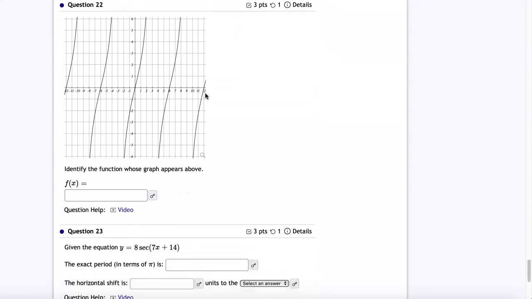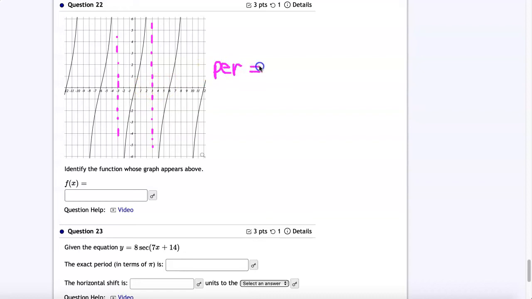Now for 22, you've got to figure out what the function is. So what I would do first is try to figure out where the asymptotes are. The asymptotes are going to be halfway between 0 and 6. So I would have an asymptote at 3. And then I have another asymptote halfway between 0 and negative 6. So I have another asymptote here at negative 3.